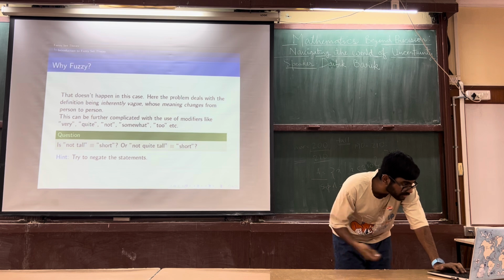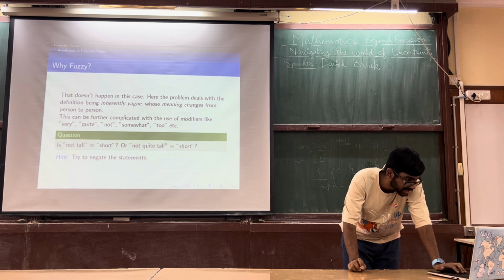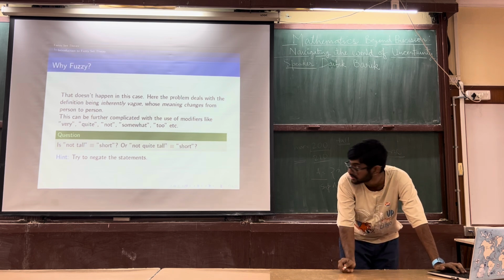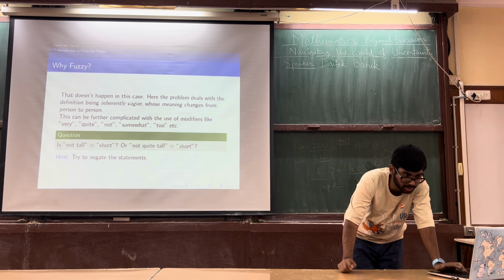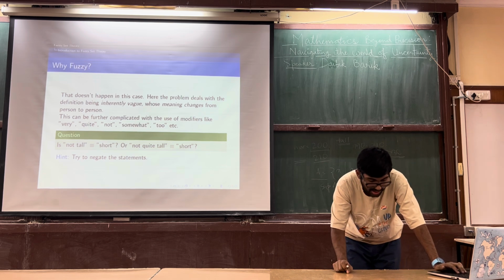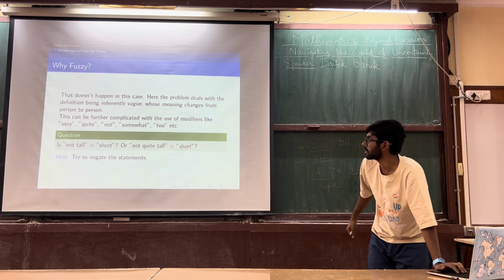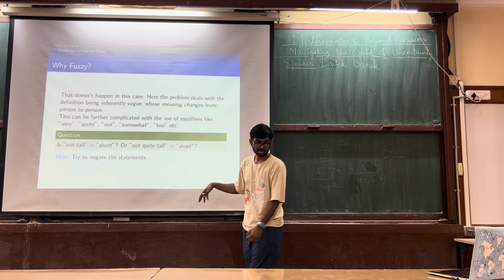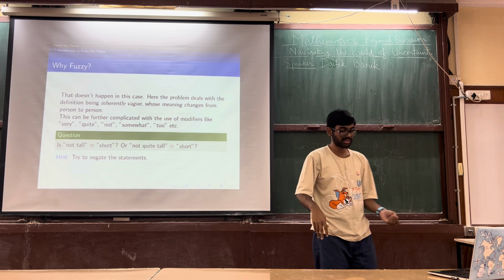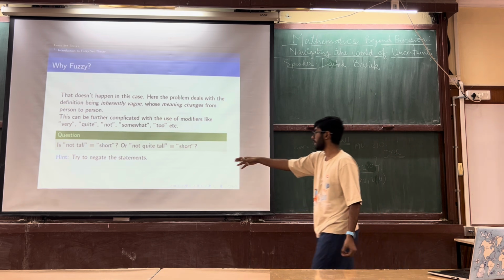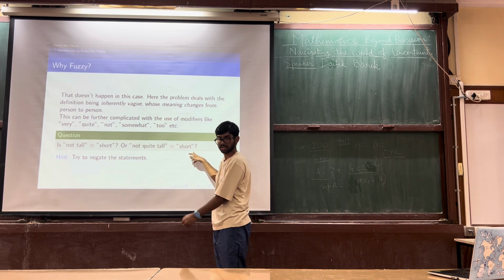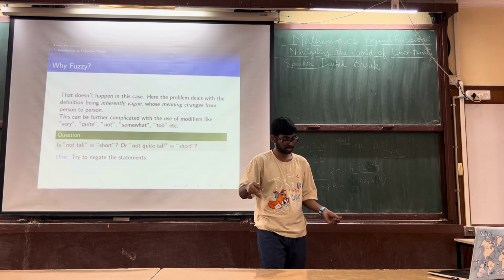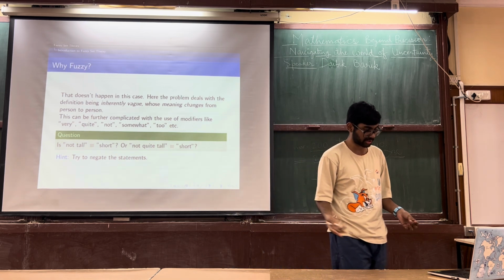I gave an example of whether not tall is equivalent to short, or whether not quite tall is equivalent to short. For these sentences we can try the negation. If we assume this is true, that not quite tall is short, we can think about what the negation of the sentence is. So this is basically quite tall and this is not short, right? But quite tall is not equal to not short, by our convention.